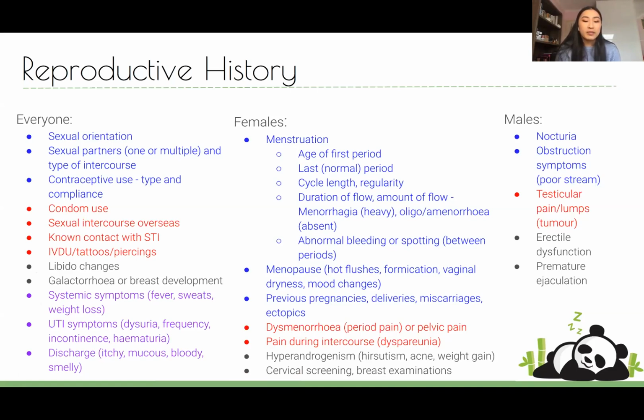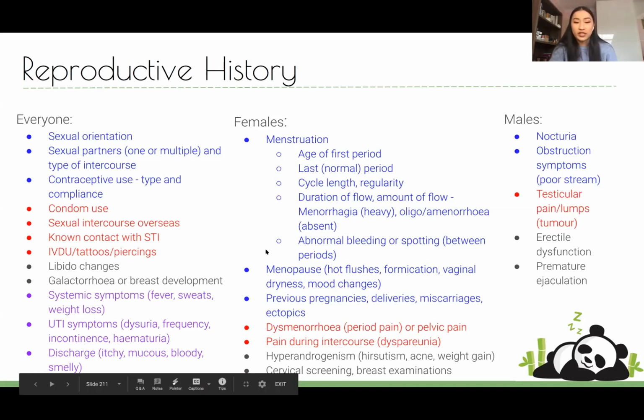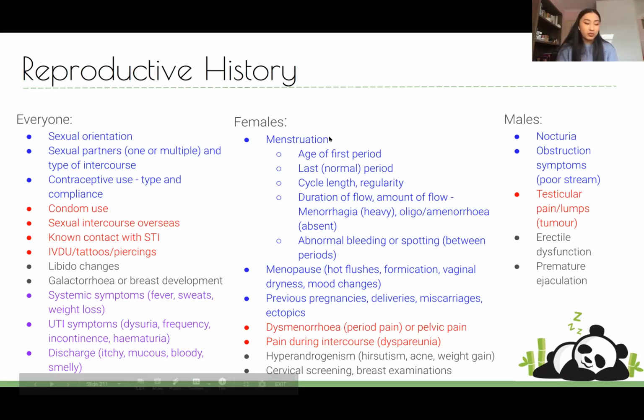When it comes to females specifically, again, first of all, you want to quantify things. So you want to quantify their menstruation and their menopause and their pregnancies. So menstruation, you want to know pretty much everything start to finish. You want to be able to take a calendar and put in where this woman probably had her periods. So you need to know, when did she first start getting periods? Menarche, age of first period, all the way through to the last normal period, obviously if they're of menopausal age. So when did they last have a regular period?